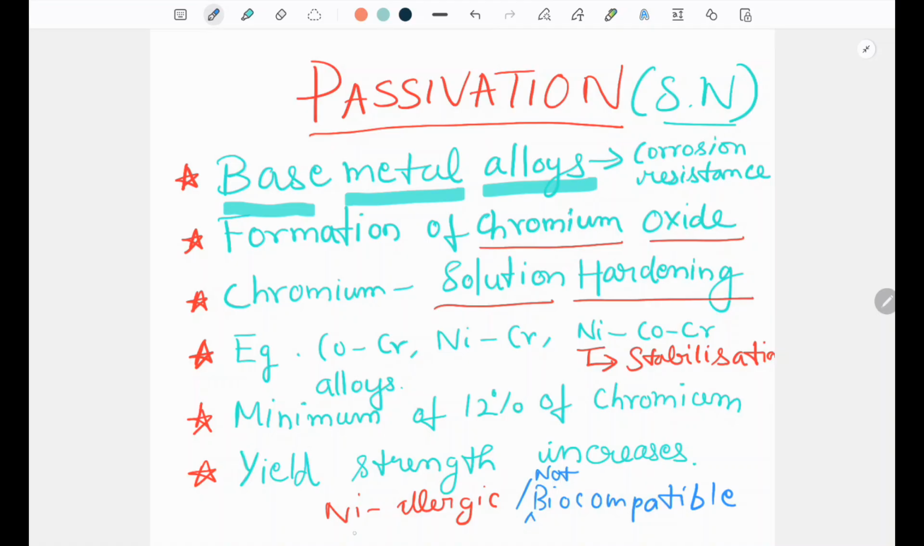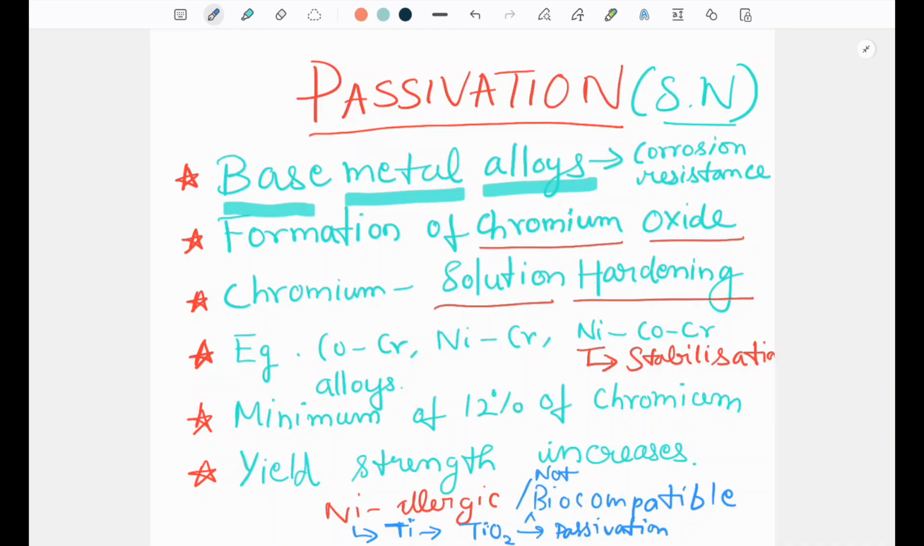Basically, nickel is now being replaced by titanium. Titanium is a very biocompatible metal, and it's a little bit economical. Not more economical than nickel, but it's better. At the same time, it forms something called titanium oxide, which again helps in passivation. Not up to the mark like chromium oxide, but still it helps. Titanium oxide, still it's better.